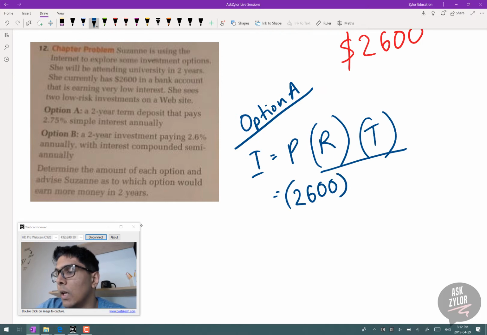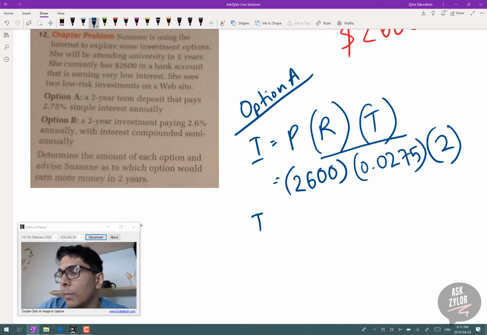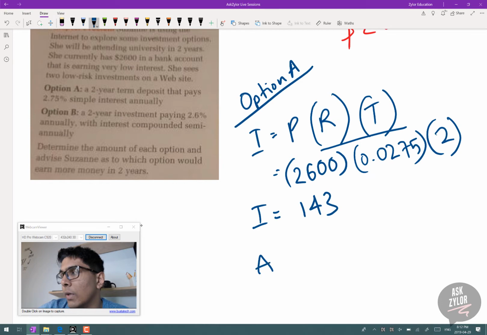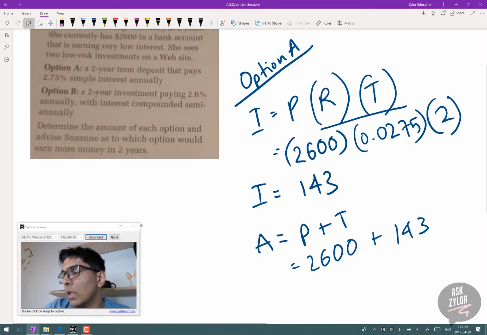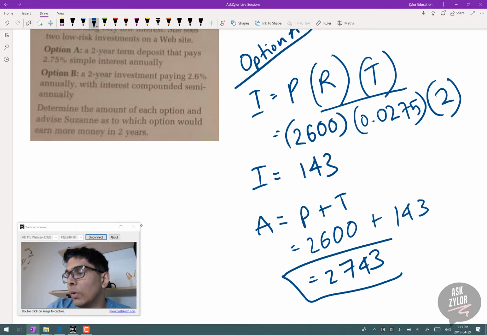I start off with my rate, which is going to be 2.75%, so I'm going to say 0.0275, and my term is 2 years, so I'm going to say 2. So I can find my interest by multiplying these together, which gives me 143. Right? So my total amount is going to be my principal plus my interest, which is 2,600 plus 143, which gives me 2,743. So this is how much she will have after 2 years with option 1.